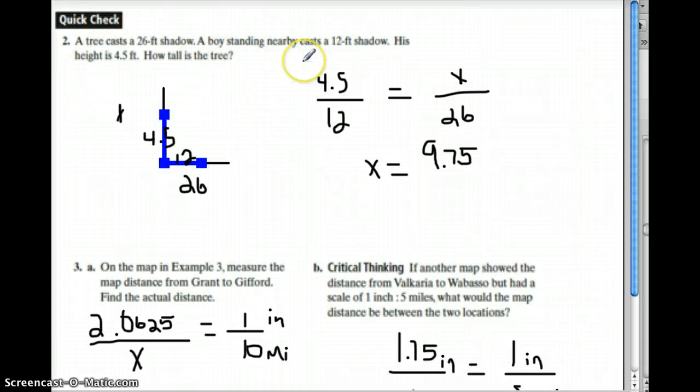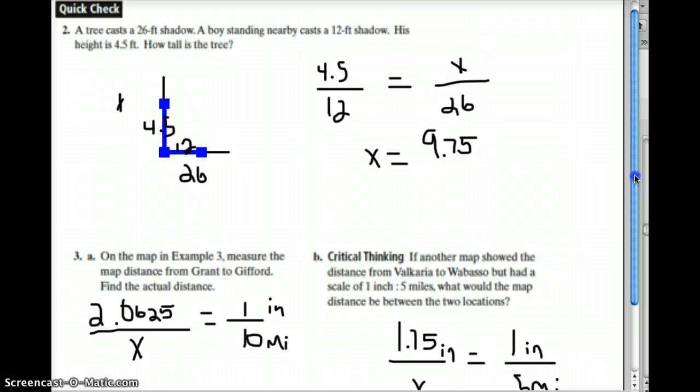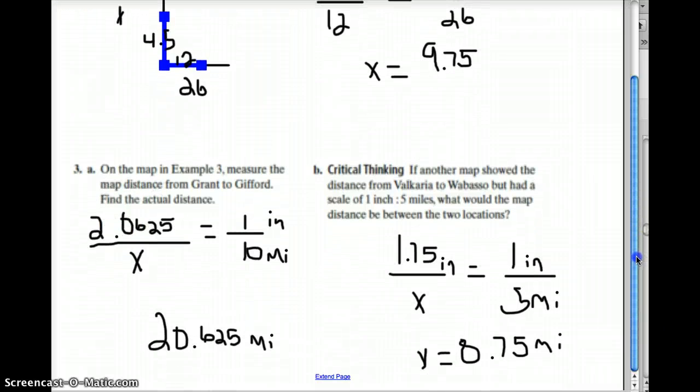Here in example 2, we have a tree that's casting a shadow similar to our flagpole. We get the height of the tree to be 9 3/4 feet. Example 3, we're looking for Grant to Gifford. So you want to watch your ruler there. I think I measured it to be 2 1/16 inches on the map, which is going to correspond to 20.625 miles.